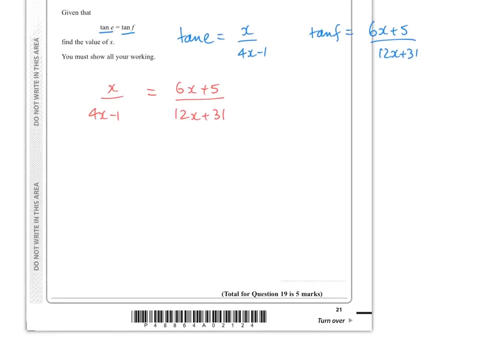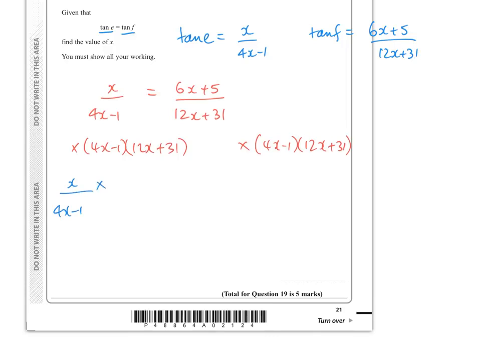Now what I would do is times both sides by the denominators. So I'm going to times both sides by 4x minus 1, 12x plus 31. That's both sides. Some of you will just know the idea of cross multiplication, but that's exactly the same thing. So for those that aren't sure of this, I'll just show this step.